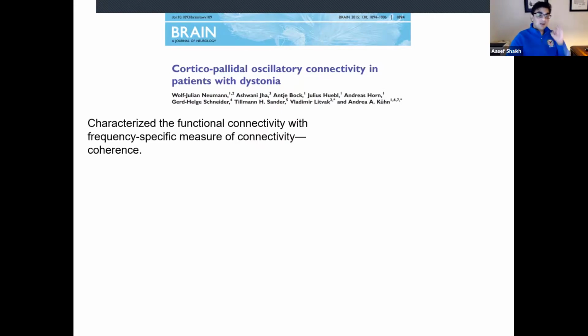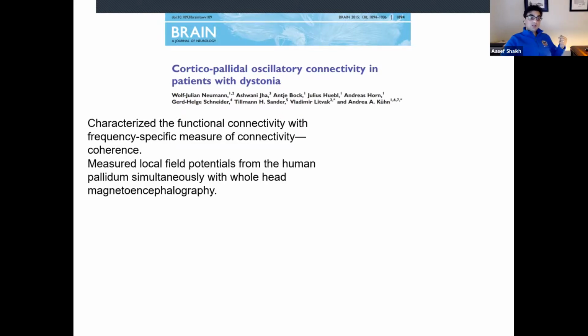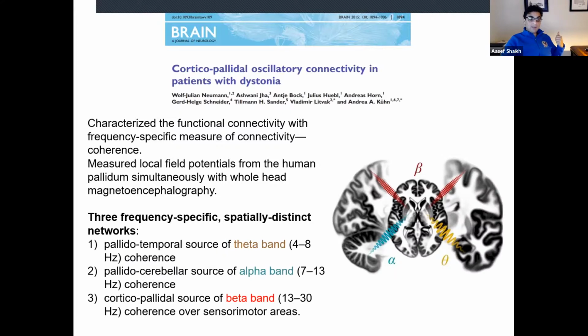in 2015, where they characterized functional connectivity with a frequency-specific measure, coherence. They measured magnetoencephalography and local field potentials in the human pallidum. And what they found were three frequency-specific networks. One was a pallidotemporal network, in the theta band, 4 to 8 hertz, connecting the globus pallidus to the temporal cortex.